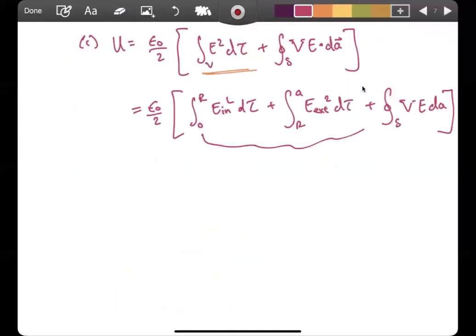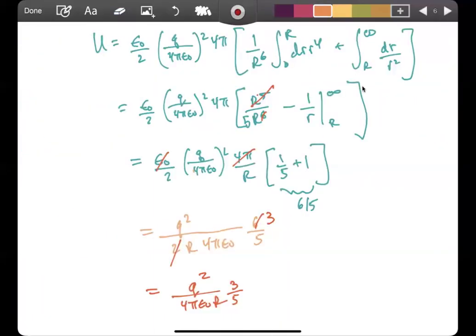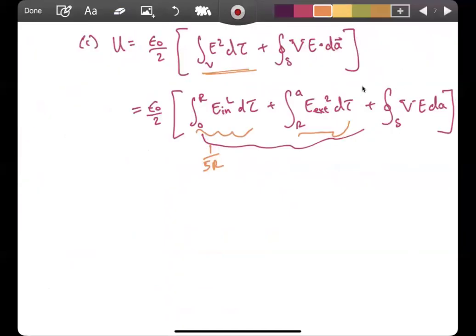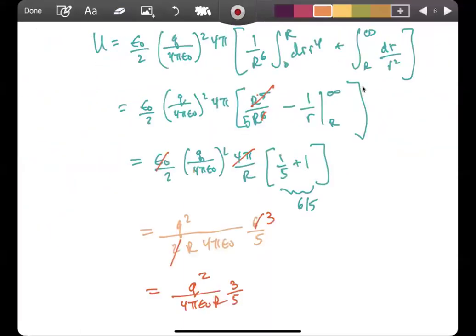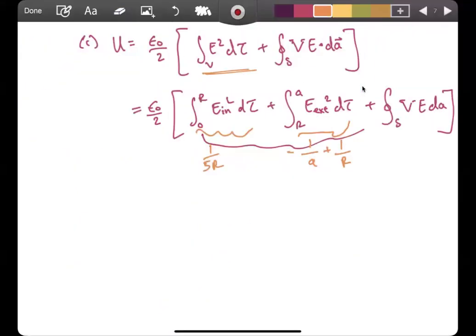Let's put that in. So this portion here, let me do that in a different color, just gives me a 1 over 5R. And then this portion here, going back, is going to give me, let's write it down this way, a -1 over A plus 1 over capital R. Okay, so that's those two terms. All right, cool. And then let's talk about the second term here.